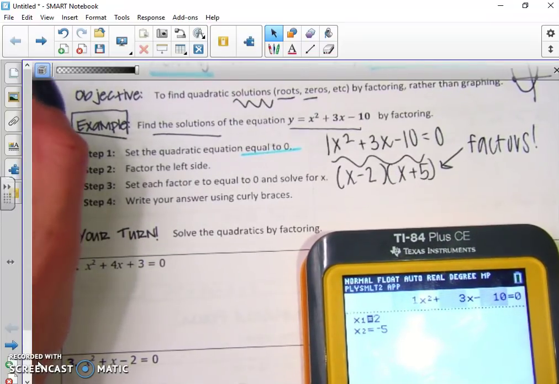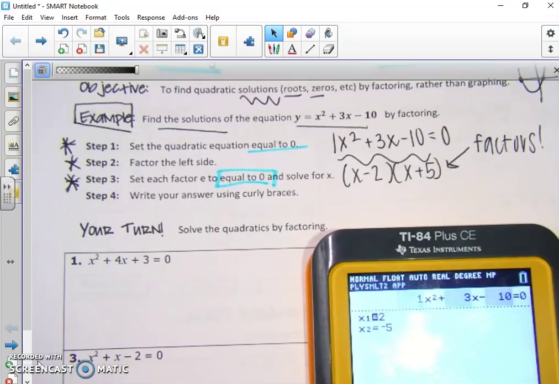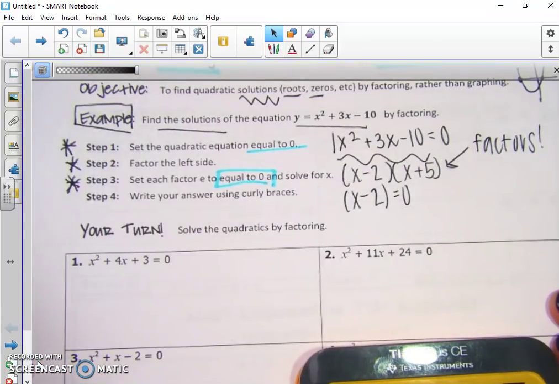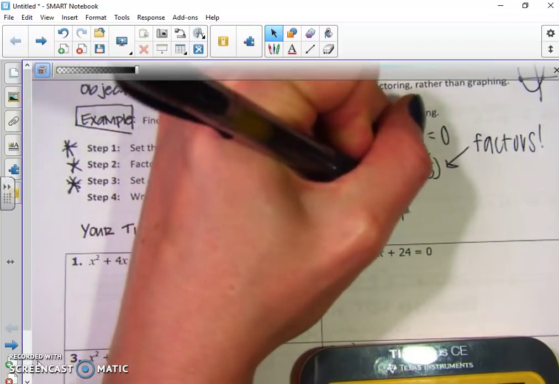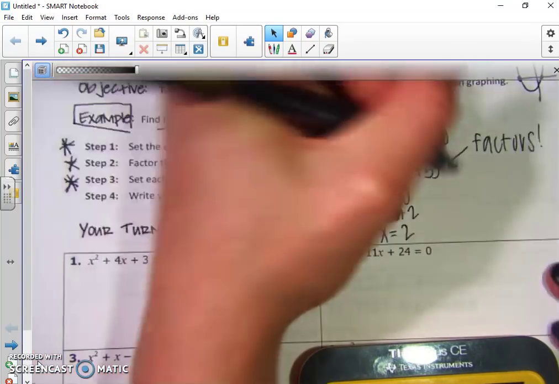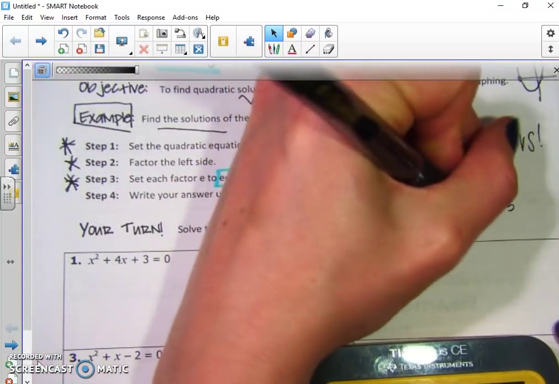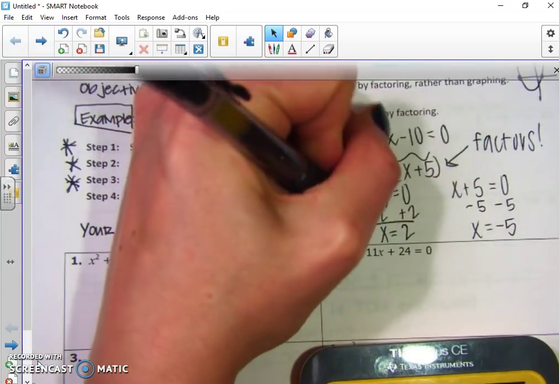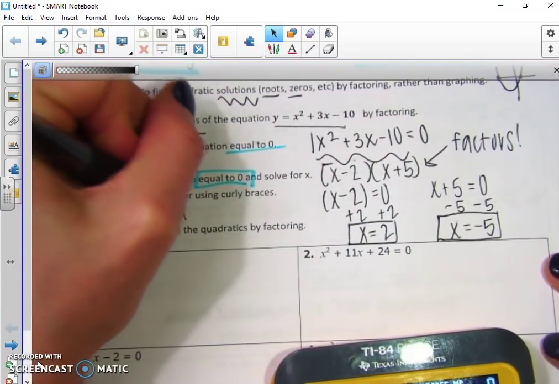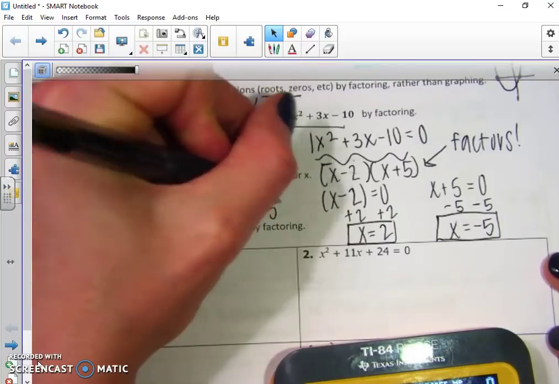Step 3. We set each factor equal to 0. So we're going to take each factor, so x minus 2, set that equal to 0, and then solve for x. Well, we just add 2, add 2, so x equals 2. Then we do the same thing with the other factor, x plus 5, set it equal to 0, solve for x. Subtract 5, x equals negative 5. So these two numbers, 2 and negative 5, are our solutions. So we would write our answer like this: x equals, and then we use curly braces, 2 and negative 5. Okay.